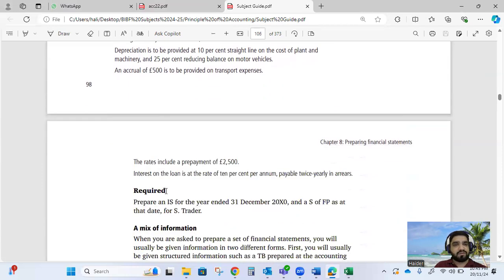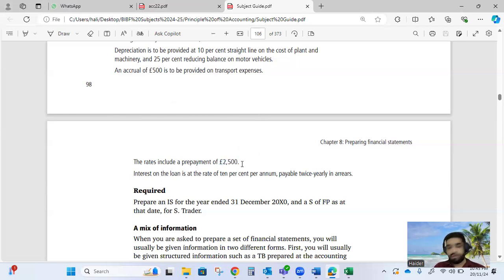Let's move to the next and second last adjustment. The rates include a prepayment of 2,500 pounds. So prepayment means you have paid these rents and rates in advance. So it means 2,500 doesn't belong to this period. So if it doesn't belong to this period, it is prepaid.